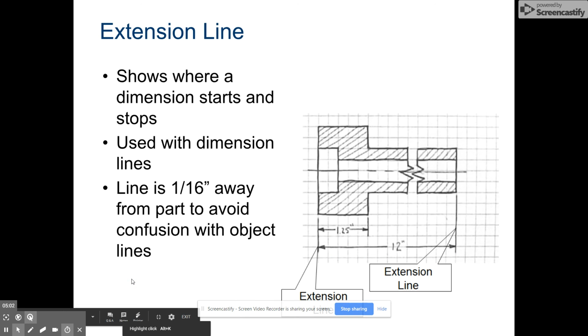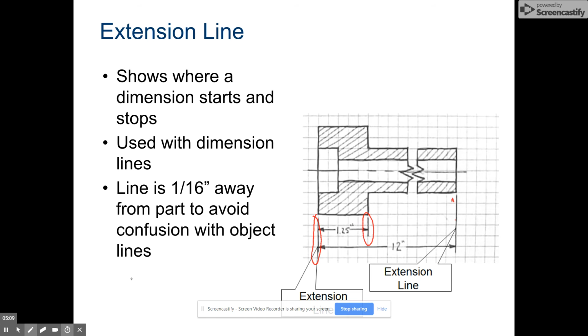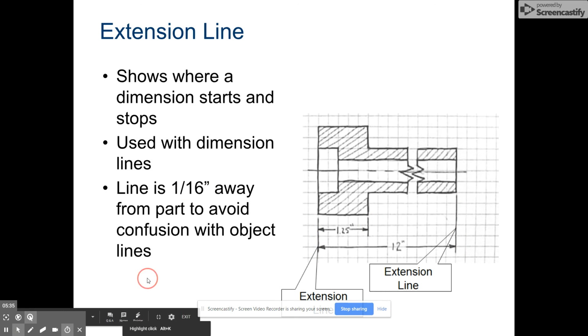If we look at the next slide, these are all extension lines. So they start 1/16 away from the object. There's actually a little air gap here. You can't really see it, but I'll kind of point my arrow to it. There's a little air gap there. So what this is trying to say is this is the line that extends from the object face and shows the start and end of that dimension line. Okay, so slightly different. A lot of people are going to get confused by those two.